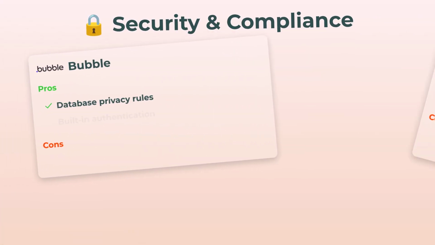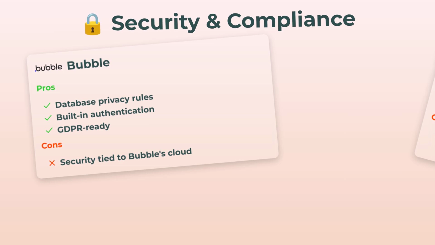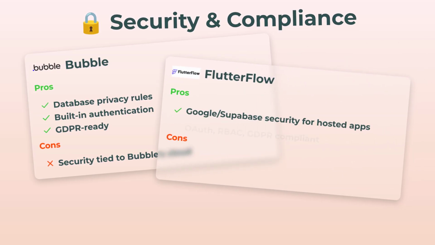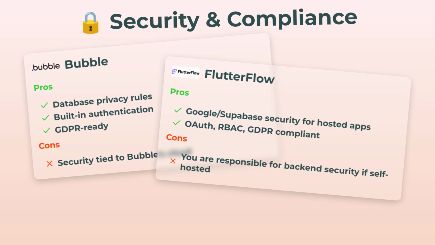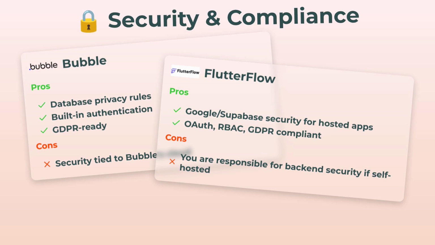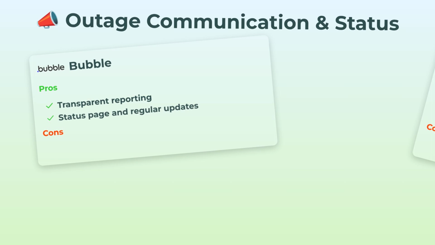Security and compliance is up now. Bubble gives you privacy rules, authentication, and GDPR readiness built in. The security is solid, but you're trusting their cloud. FlutterFlow, hosted on Google or Supabase, gives you OAuth, RBAC, and GDPR setup too, but if you go the self-host path, the responsibility is yours. So it's really a draw, depending on whether you want a hands-off or hands-on approach.